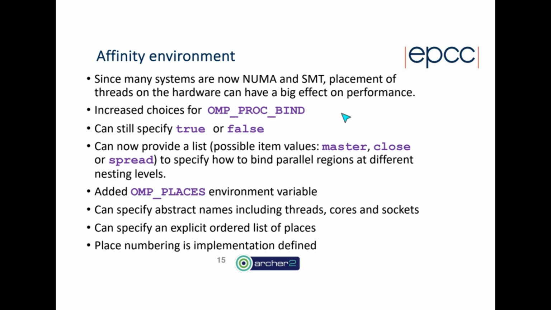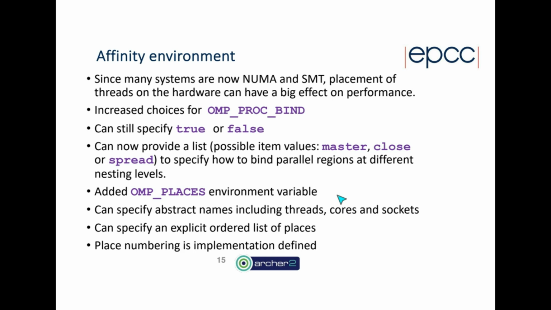The way this works is through an increased number of options for the OMP_PROC_BIND environment variable. You can still specify either true or false. You just say proc bind equals true, and leave it up to the runtime to decide on the mapping between threads and cores. But you can also provide a list with different possible values, which are master, close, and spread, to specify how to bind parallel regions at different nesting levels. So you can specify a different option for different levels of the nesting.